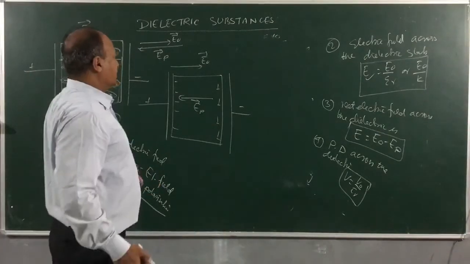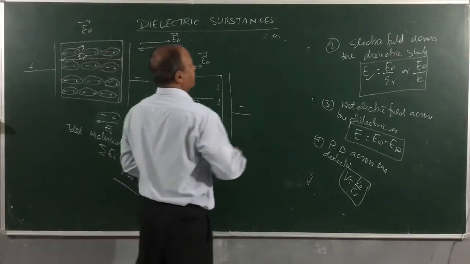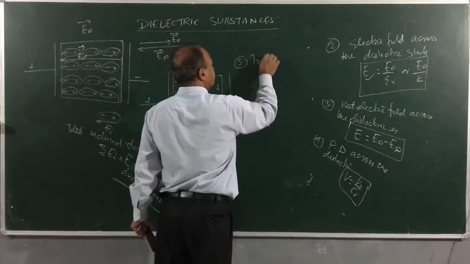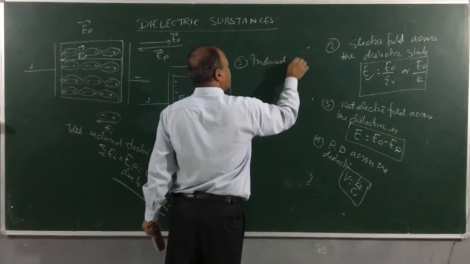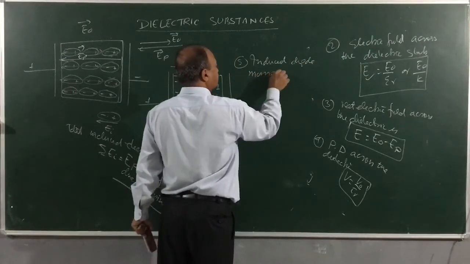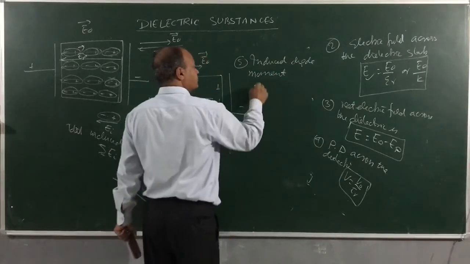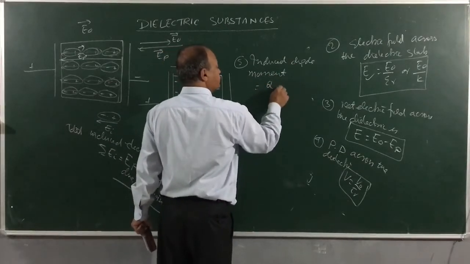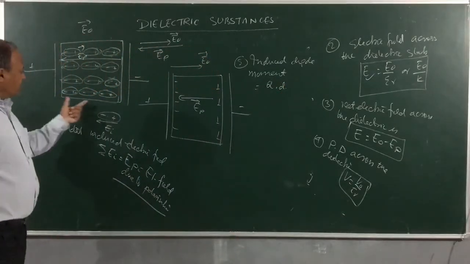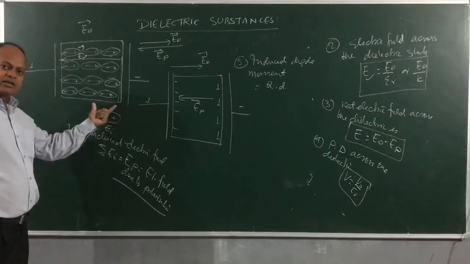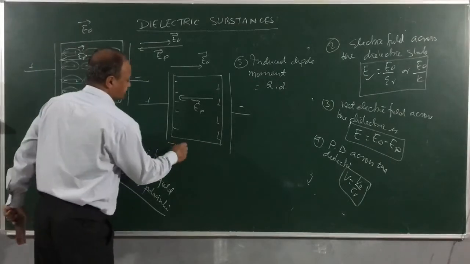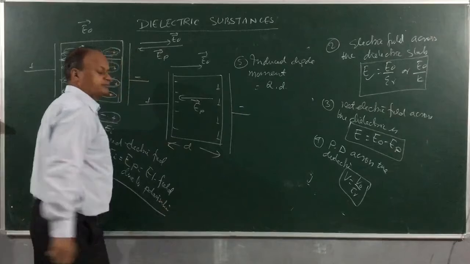And EP will be the sum of all the fields due to induction or polarization of the individual molecules of the dielectric slab. Now, once you understood it, the induced dipole moment will be equal to QP into d, where d is the distance or length of the edge of the dielectric. Okay, between this center and this center, this distance is how much? d. Right?